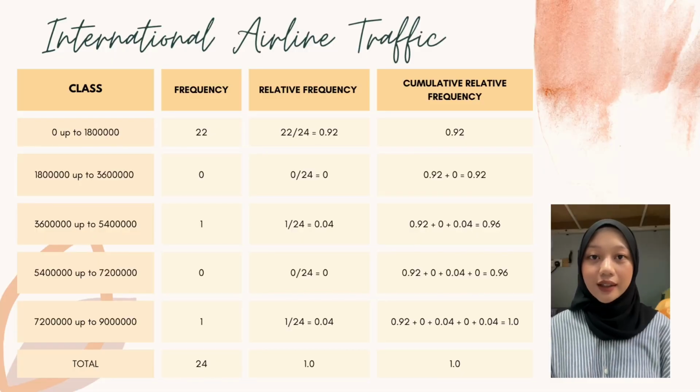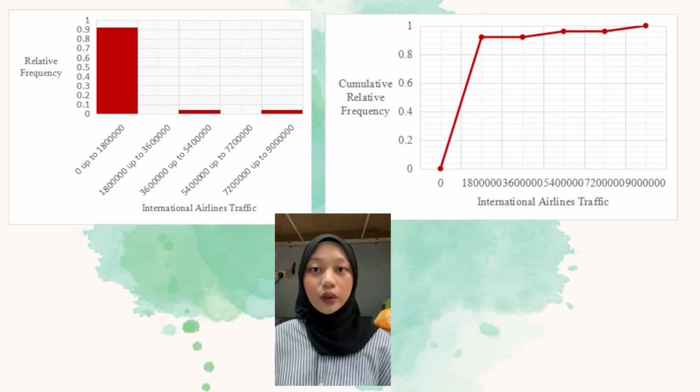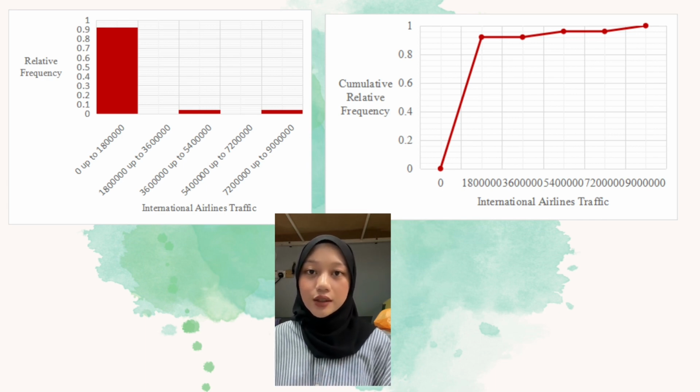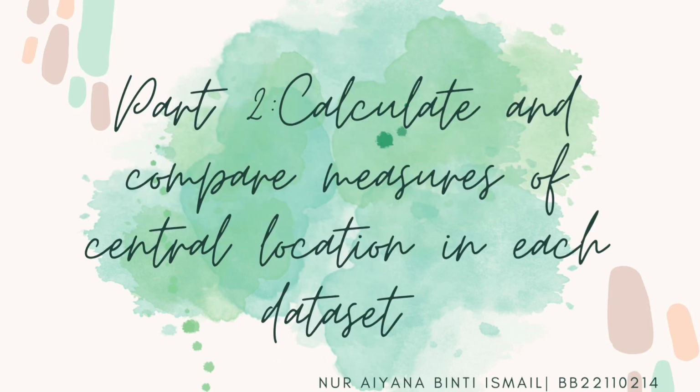The next table is the data of international airline. The process of collecting and calculating the data is the same as the domestic airline. The total of the relative frequency and cumulative relative frequency must be equal to 1. Then we also transform the data into histogram and ogive. The histogram graph is showing the relative frequency and the ogive is showing the cumulative relative frequency of the international airlines. The shape of the distribution of the histogram graph is positively skewed and the ogive is also increasing.